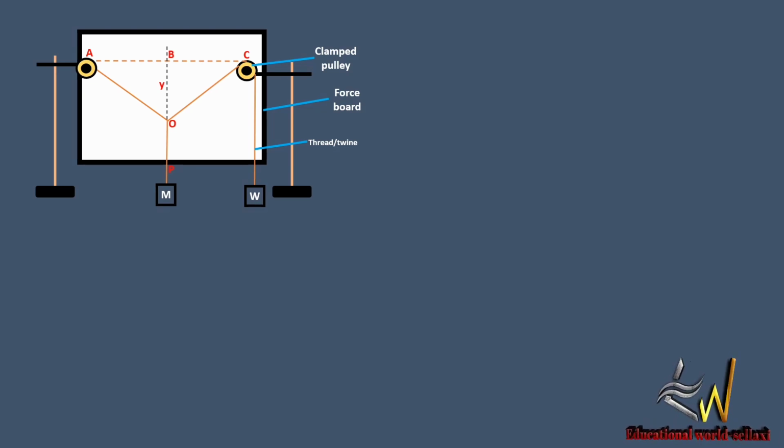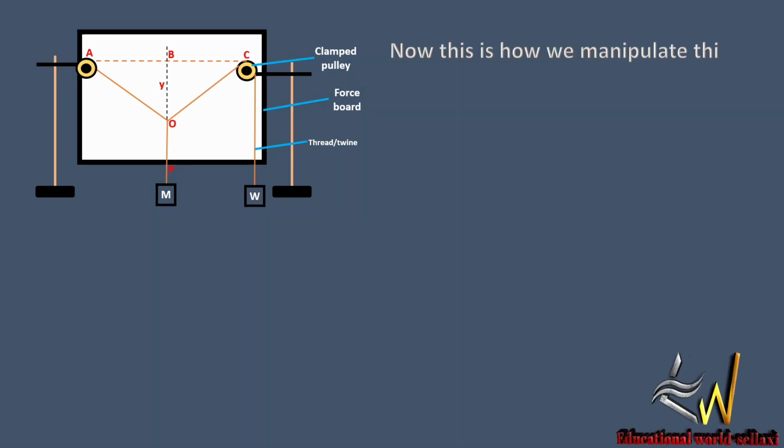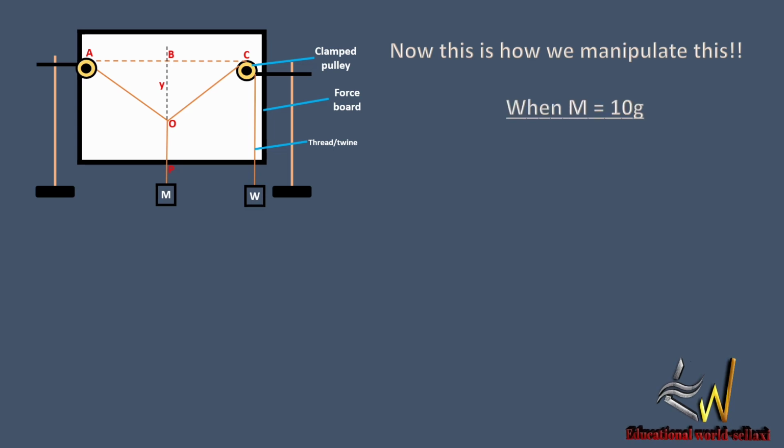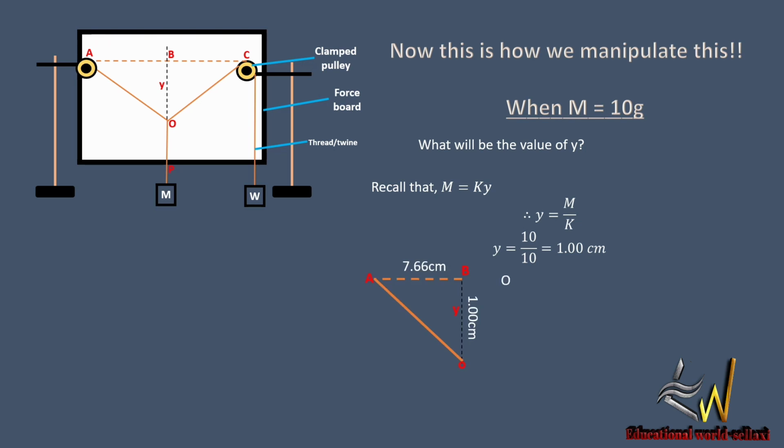Now we move ahead. So this is how we manipulate this practical. When m is equal to 10 gram, what will be the value of y? Recall that m is equal to ky. So y in this case will be m over k. So substituting the values, we now have 10 over 10, which is equal to 1 cm. So the displacement y is equal to 1 cm.